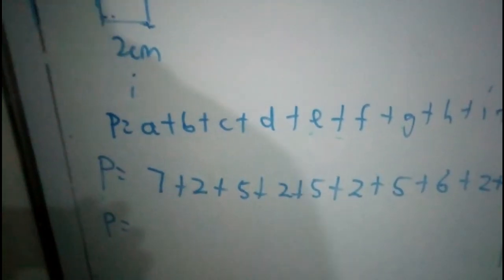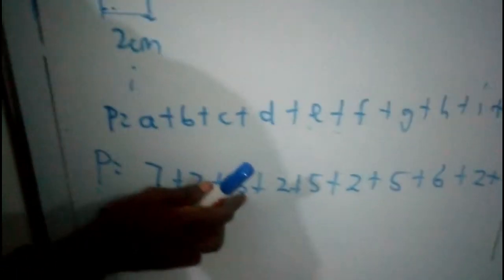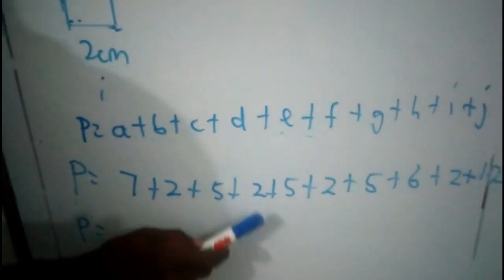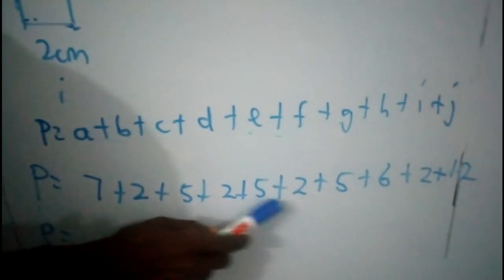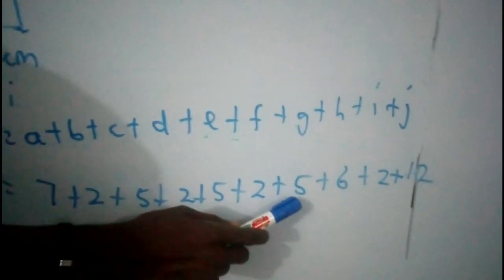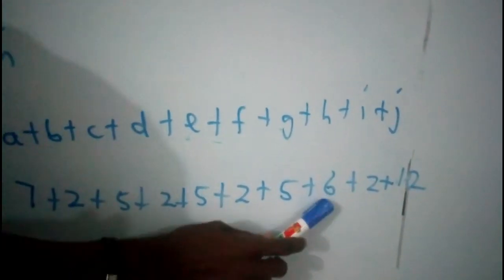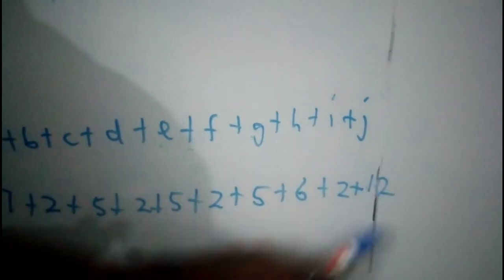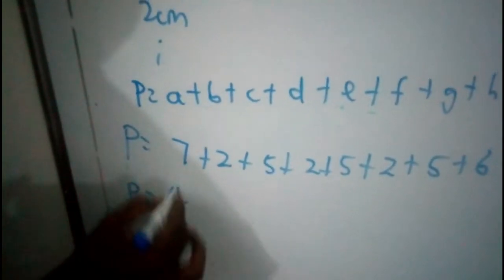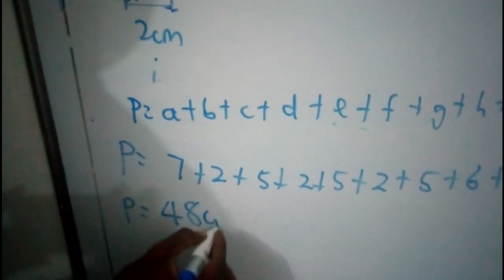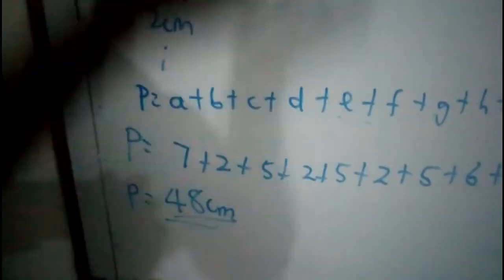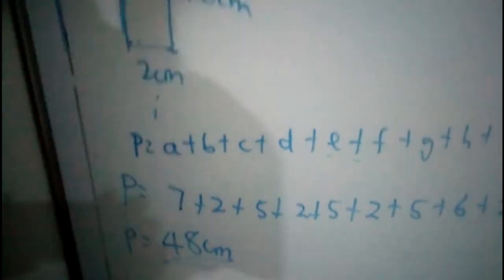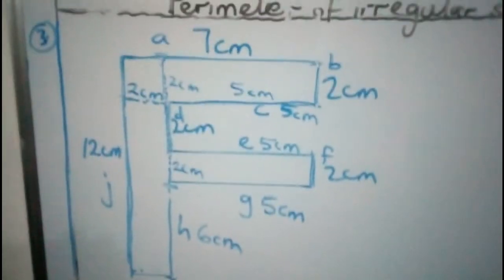7 plus 2, 9, 9 plus 5, 14, 14 plus 2, 16, 16 plus 5, 21, 21 plus 2, 23, 23 plus 5, 28, 28 plus 6, 34, 34 plus 2, 36, 36 plus 12 gives you what? 48. So perimeter is what? 48 centimeters, because centimeter is the unit of all the sides. And this was the perimeter of this shape.